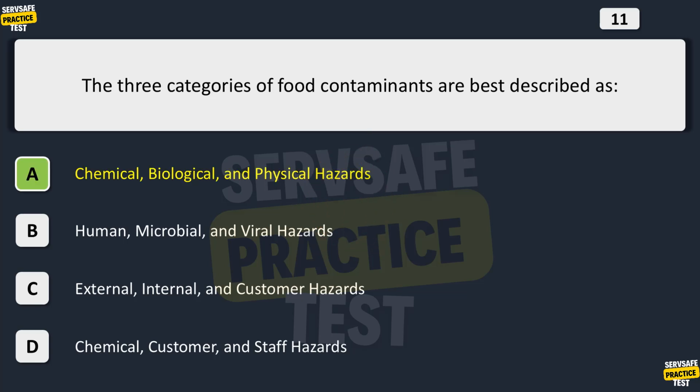The correct answer is A. Chemical, biological, and physical hazards. The 3 categories of food contaminants are chemical, biological, and physical hazards. All hazards found within a restaurant environment can be placed into these 3 categories, so it is important to think of all 3 categories when making food safety decisions.